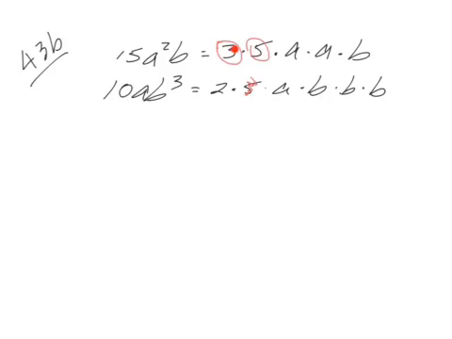2 occurs once here, none up there, so we circle that one. A occurs twice here and once here, so we circle the twice and cross out the once. And finally we have a b once and a b 3 times, so let's cross out these b's and cross that out. So everything that's circled is our answer.